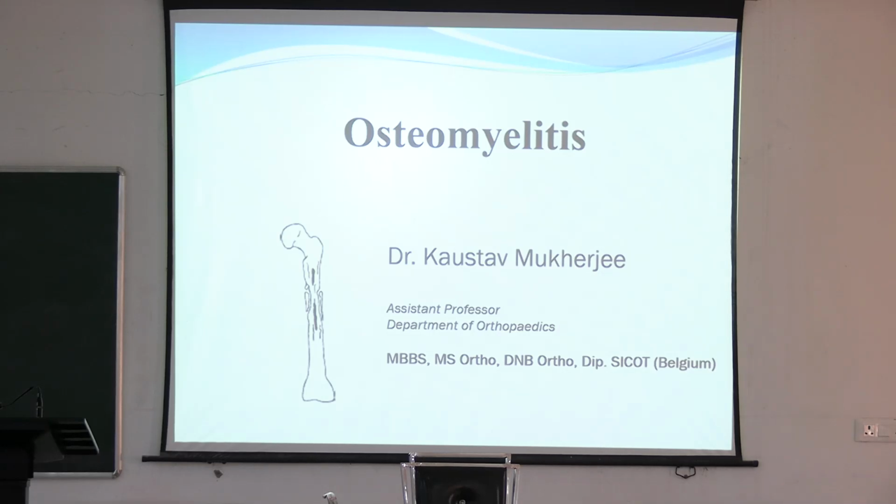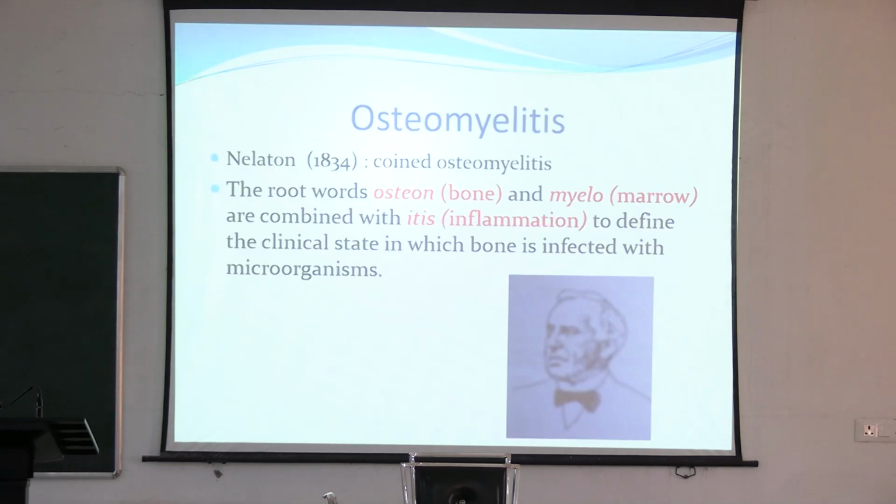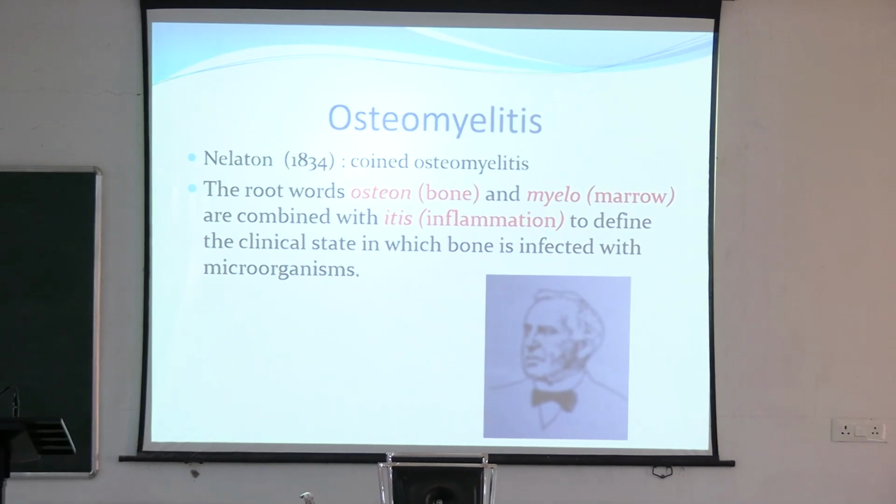So what's the definition of osteomyelitis? Osteomyelitis, the main thing is, it means the infection of the bone. But where is the infection? The infection lies inside the marrow. So it is not a superficial infection, it is an infection that affects deep inside the bone.